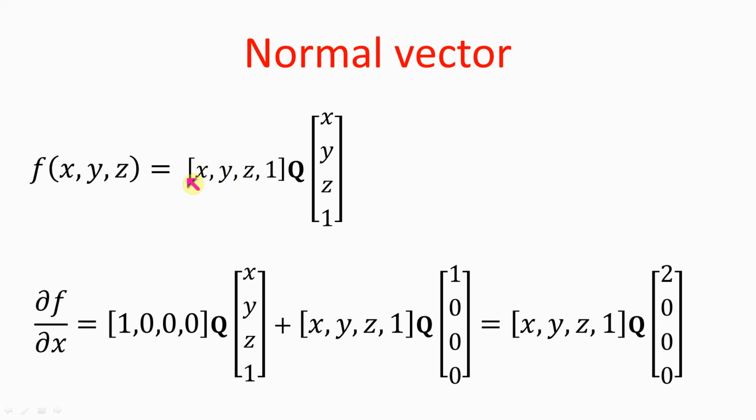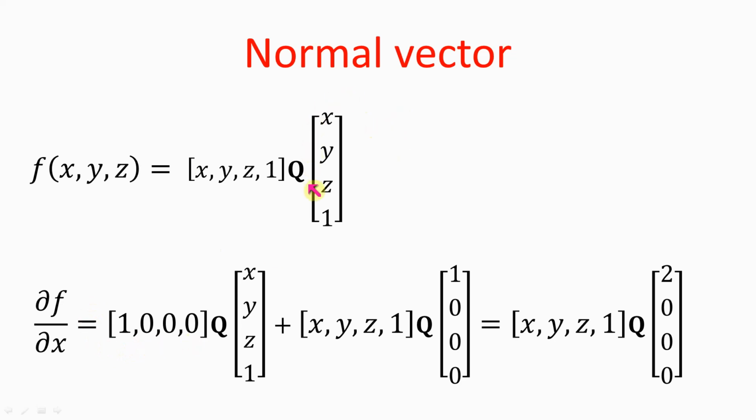So first let us calculate the derivative of this vector with respect to x. The derivative of x with respect to x is 1. The derivative of y with respect to x is 0. The derivative of z with respect to x is also 0. And the derivative of a constant with respect to x is 0. So from this 4-element vector, derivation makes 1, 0, 0, 0.